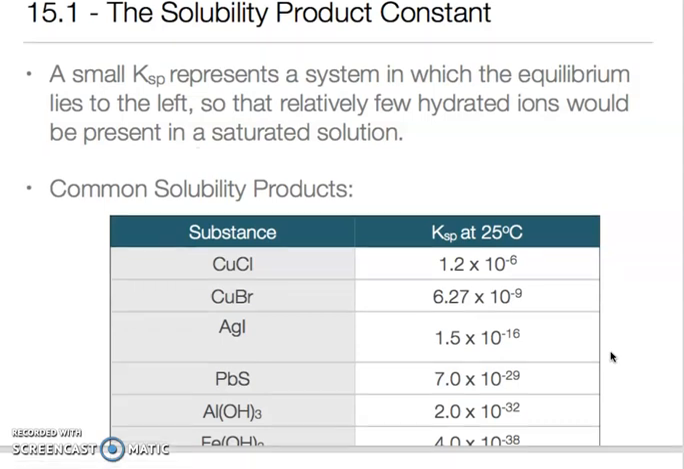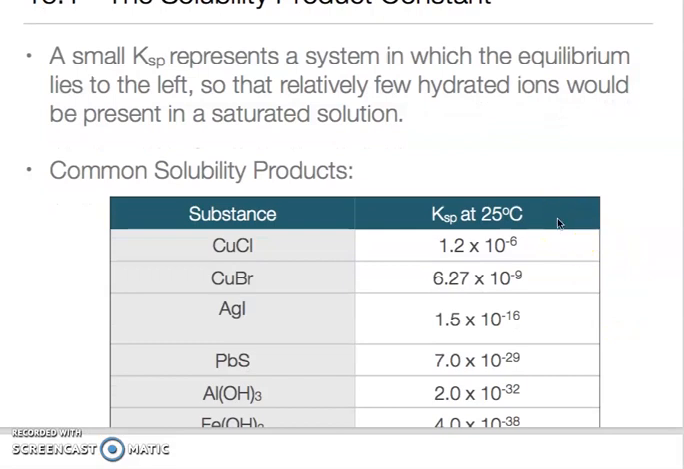And what we see here is these are my KSPs at 25 degrees Celsius. Remember, any of these equilibrium constants are temperature dependent. We're always going to focus on these KSPs at 25 degrees Celsius. So anytime you see a temperature in your problem, you can ignore it. There's nowhere in the problem that you're going to have to actually plug that value in. It's just saying at this specific temperature, this is its KSP.